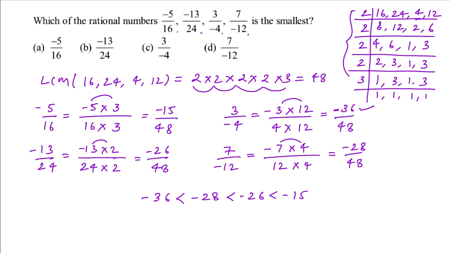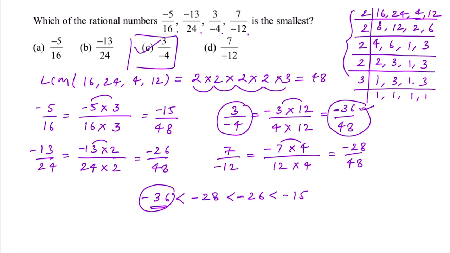When you locate these on a number line, for negative numbers, the farther the number is from zero, the smaller it is. If you compare minus 36, minus 28, minus 26 and minus 15, minus 36 is very far from zero compared to the other numbers, so this is the smallest one. This means minus 36 by 48 is the smallest one, and it is the equivalent rational number of 3 by minus 4. Therefore, 3 by minus 4, which is option C, is the correct answer.